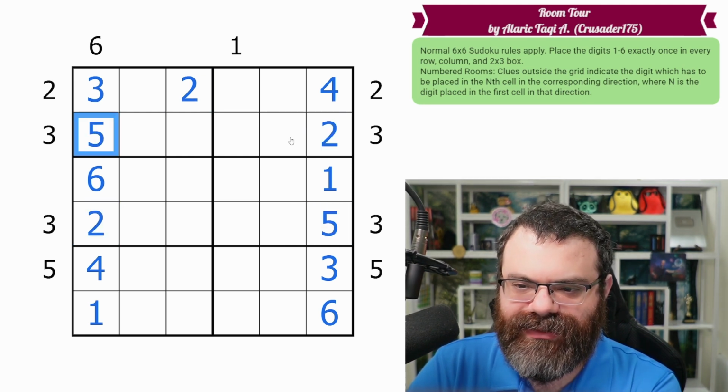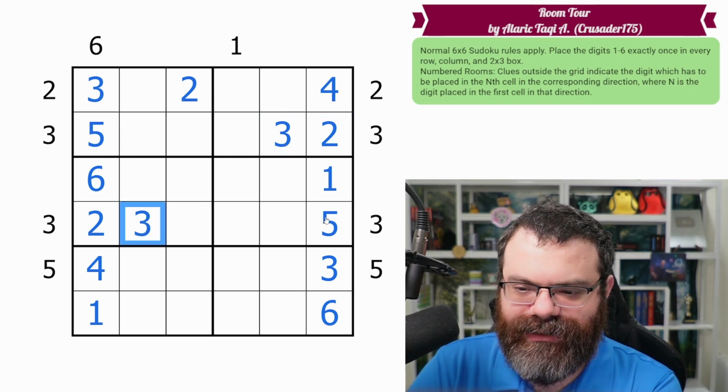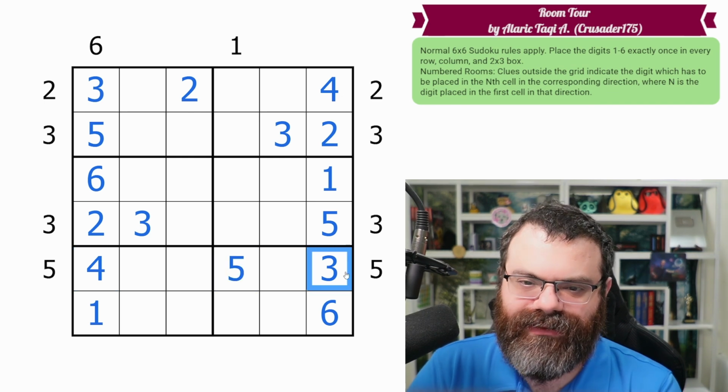This 5 tells us 3 is here. Notice it does match the 2. This 2 tells us 3 is here. It does match the 5. And this 4 tells us 5 ends up here. It does match the 3.